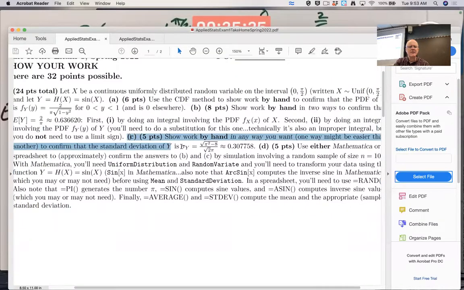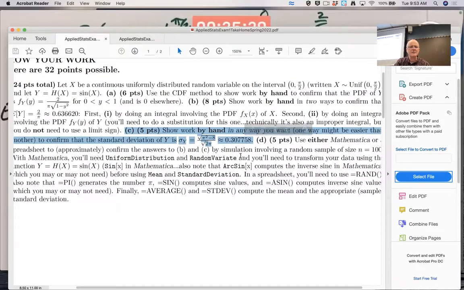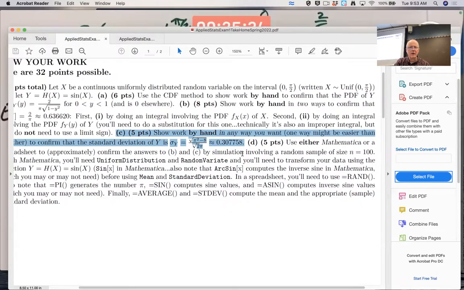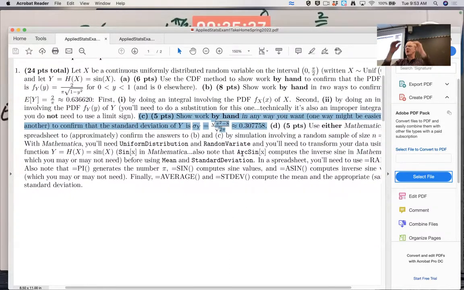Part C, find the mean and standard deviation. No, find the standard deviation. Any way you want, effectively. One way might be easier than the other. I was unsure when I was first writing this, I was thinking one way might be significantly harder than the other. But then I actually tried them both this morning, and one way seems harder than the other, but it's actually completely equivalent in terms of difficulty level because of a substitution you can do. It's just that the substitution is not so clear.